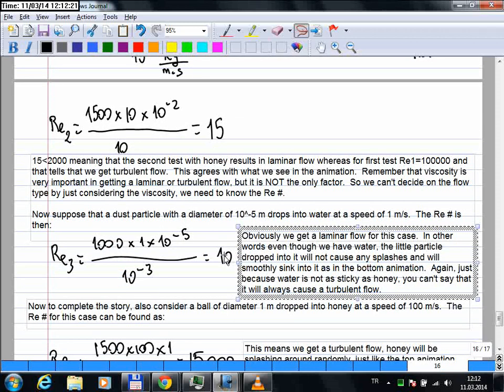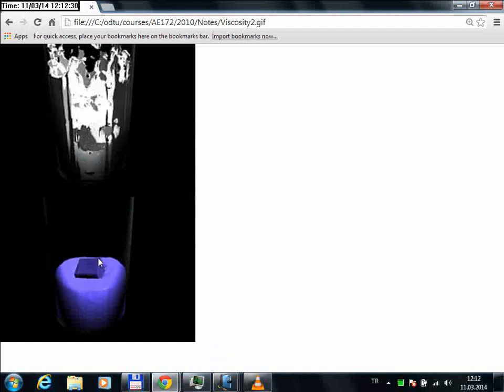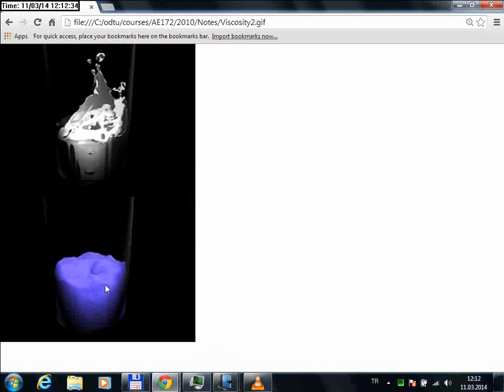So that means if I take a very tiny particle on a microscopic level, only 10 microns, and if I drop a 10 micron particle into water, it will behave like this. Even though it's water here, just because the particle is very small, it will sink slowly into water without causing any turbulent reaction.